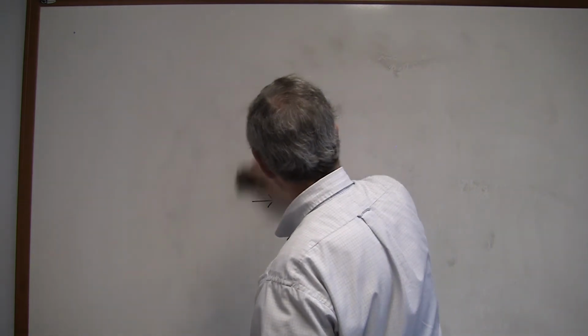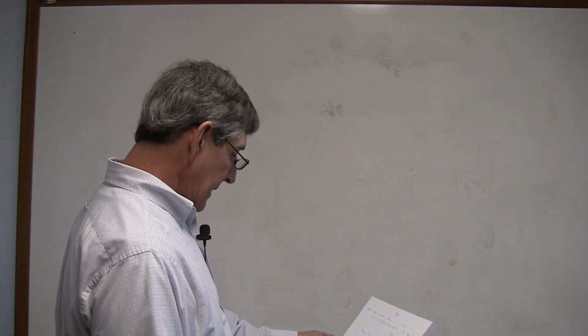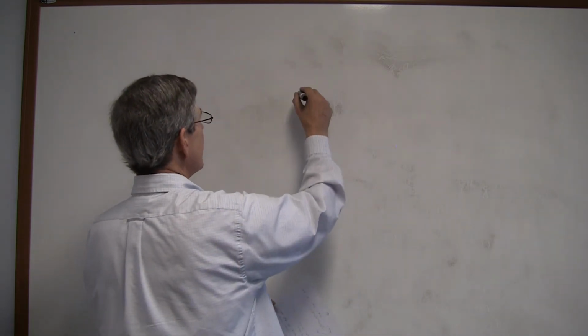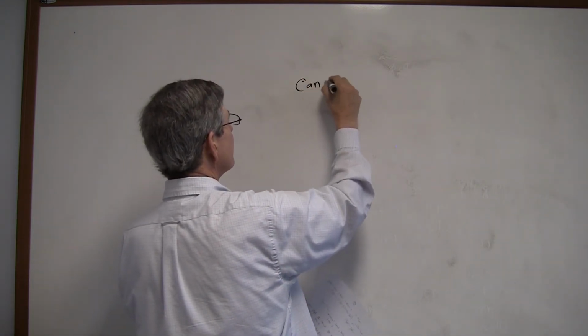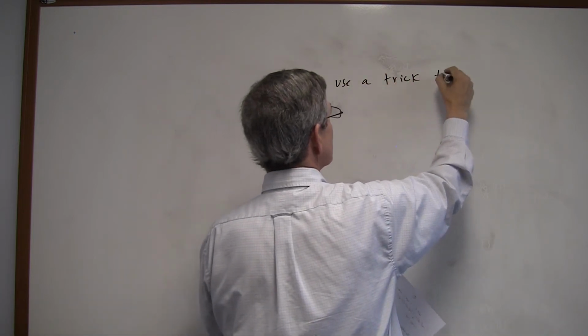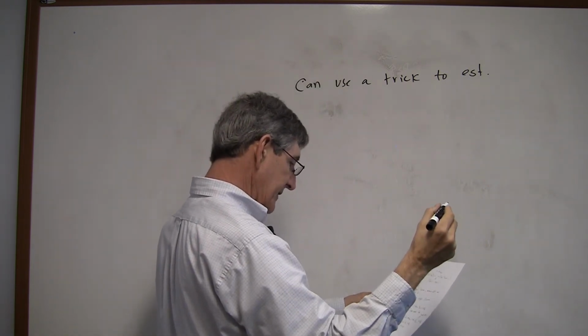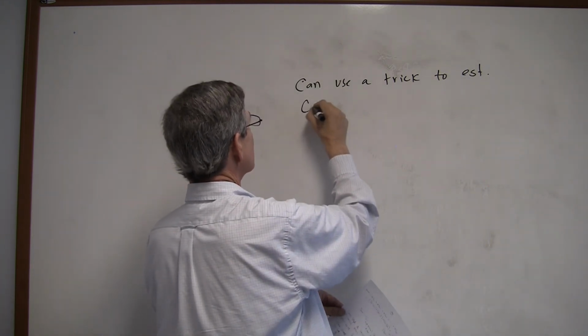I'm not sure this is really needed. It's not hard to get the dynamic multipliers. But I'm going to talk about it anyway because the book does it. You can use a trick to estimate the cumulative dynamic multipliers.